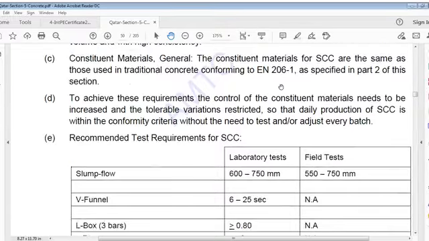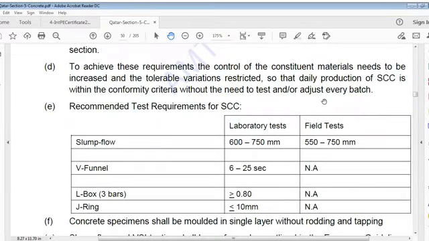To achieve these requirements, control of constituent materials needs to be increased and tolerable variations restricted, so that daily production of SCC, that is self-compacting concrete, is within conformity criteria without the need to test and adjust every batch.